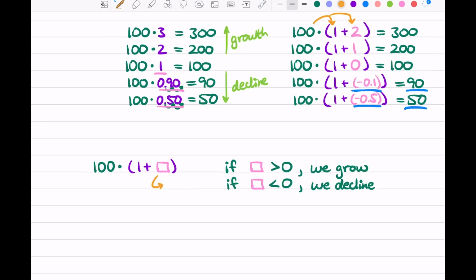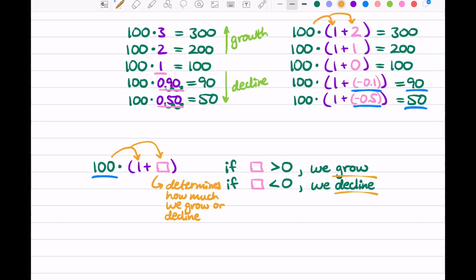So our pink box is important. It determines how much we grow or decline. We used the number 100 in this example, but we could have put any number there. Because of the distributive property, we're always going to start with that number, and then our pink box is going to make us add or subtract something. If we add, we grow. If we subtract, we decline.